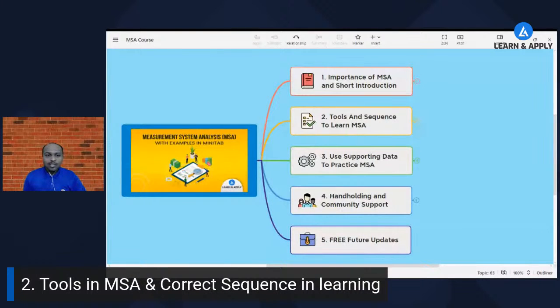Now, let's talk about the second part, which is about what the different tools in measurement system analysis are and what the correct sequence is that we need to follow while learning this. Because there is a misconception that measurement system analysis only consists of gauge R&R. Yes, gauge R&R study is a part of it, but it also consists of many tools. And before even starting the gauge R&R study, we also need to perform some of the other tools from measurement system analysis. That is the set of tools and sequence that I'm going to share with you today.